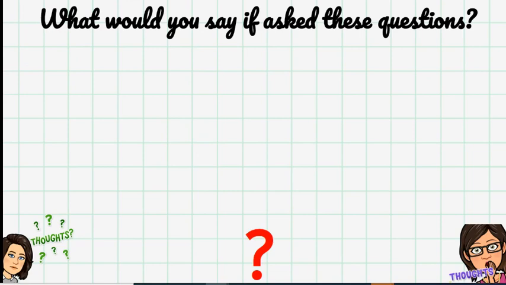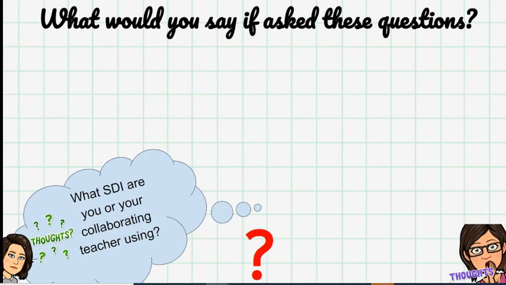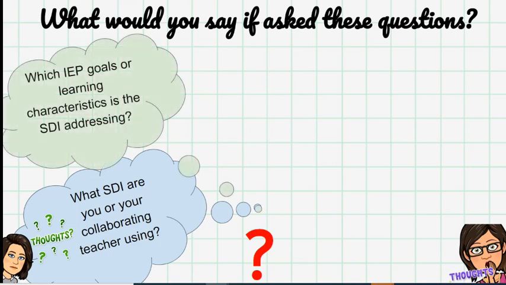So I ask you just to go back and reflect on these questions. What would you say if your administration or a teacher, another teacher, or a parent asks you these questions? What SDIs are you or your collaborating teacher using? If you don't know what the SDI is, then that's a conversation that needs to be happening. Well, which IEP goals or learning characteristics is the SDI addressing?